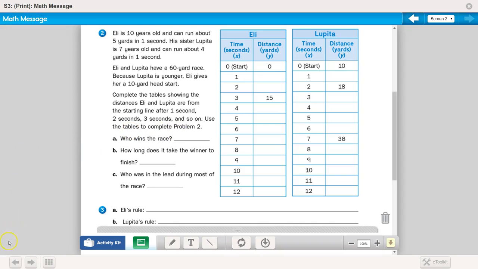Go ahead and do that now. You may want to plot the ordered pairs on the next page and label one line Eli's race and label the other line Lupita's race on the same coordinate grid so that you can analyze the data and answer the questions. Good luck!